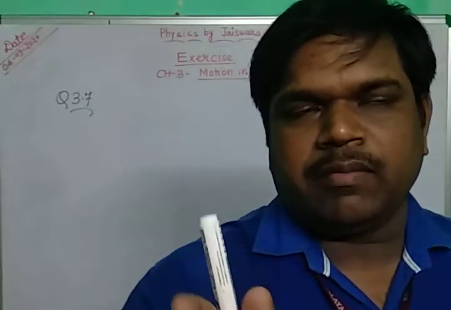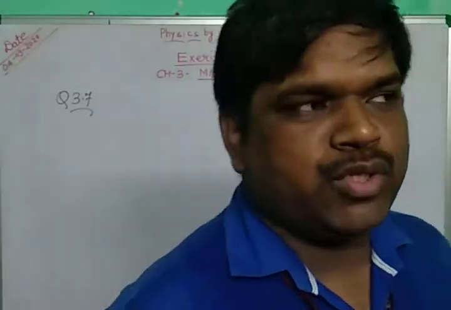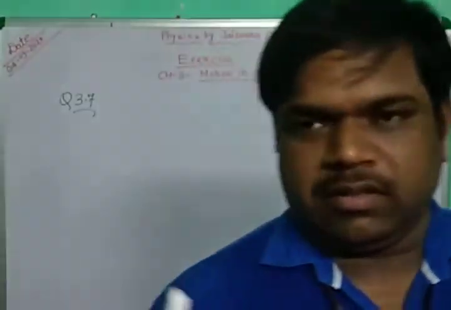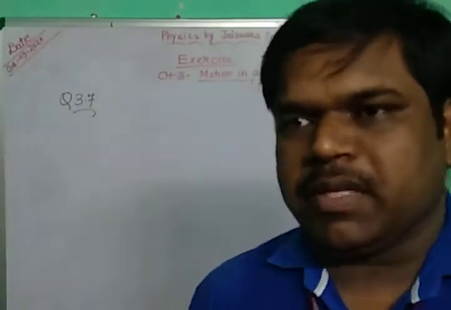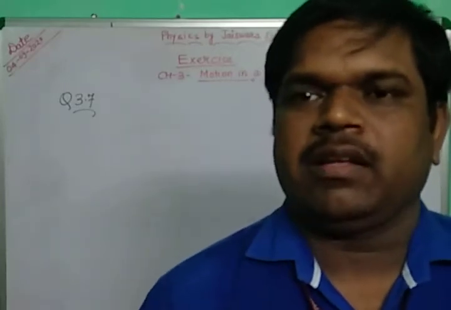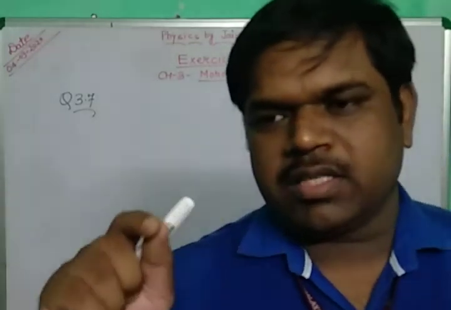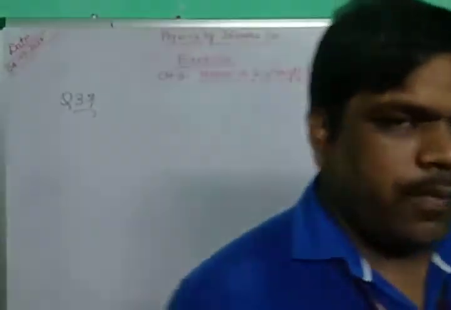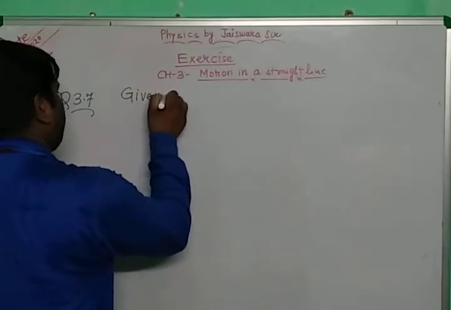When a motion is in a straight line, then the distance and displacement are both the same. If a body is performing straight line motion, then displacement and distance are equal to each other. So in both cases we have to find out the displacement, or you may say distance. First of all you have to write what is given.